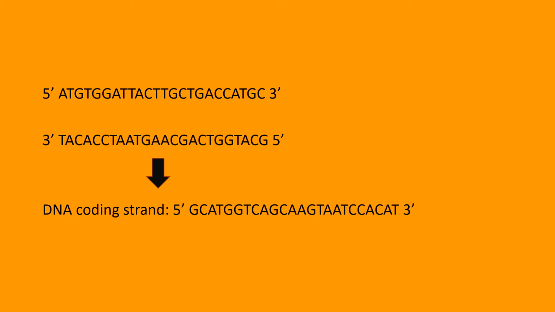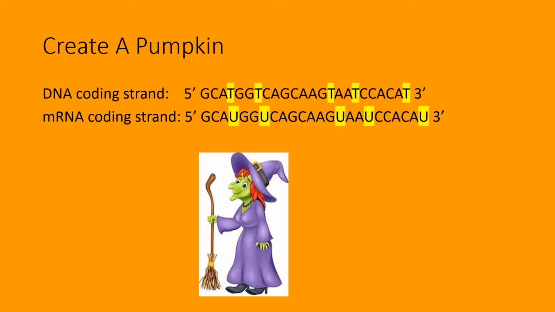Here is our DNA coding strand. Note that the coding strand is in the 5' to 3' order and is read from left to right. On Halloween, you meet a witch who knows how to create pumpkins with magical powers. The witch gives you special instructions to make the pumpkin. The first step in her instructions states you must change your DNA sequence to RNA. To do this, we must change our thymine bases to uracil bases.